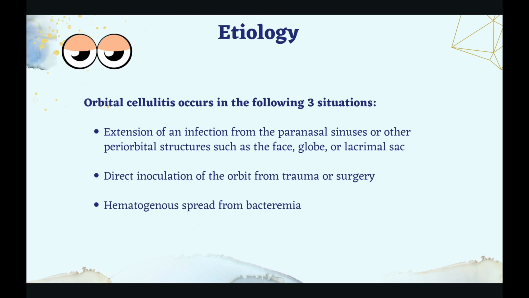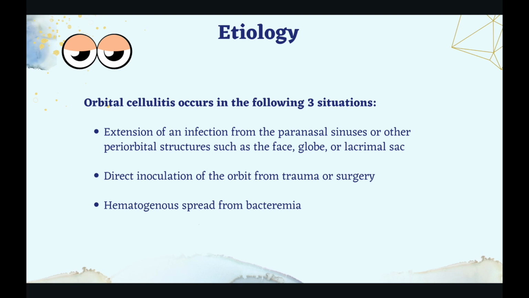Orbital inflammation may be noted within 48 to 72 hours after injury, or in the case of a retained orbital foreign body, it may be delayed for several months. Streptococcus species, specifically Staphylococcus aureus and Haemophilus influenzae type B, are the most common bacterial causes of orbital cellulitis. Pseudomonas, Klebsiella, and Enterococcus are less common culprits.